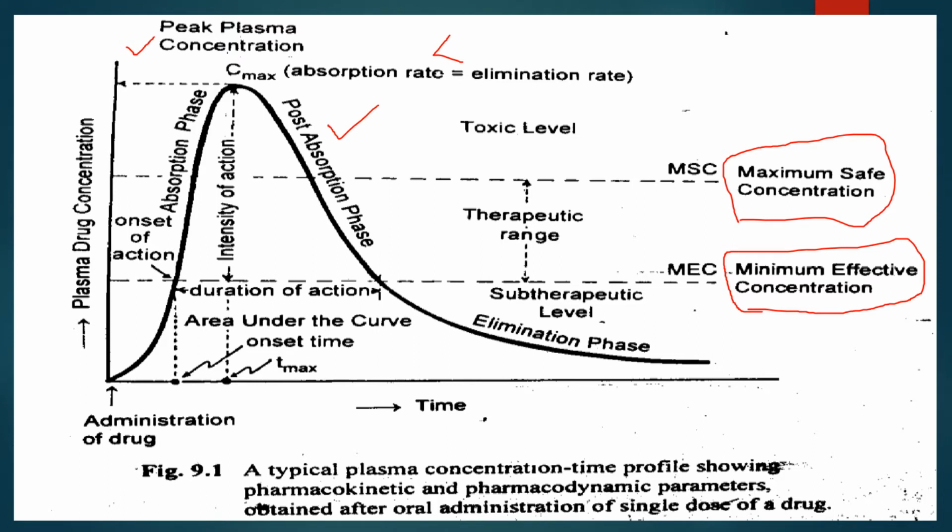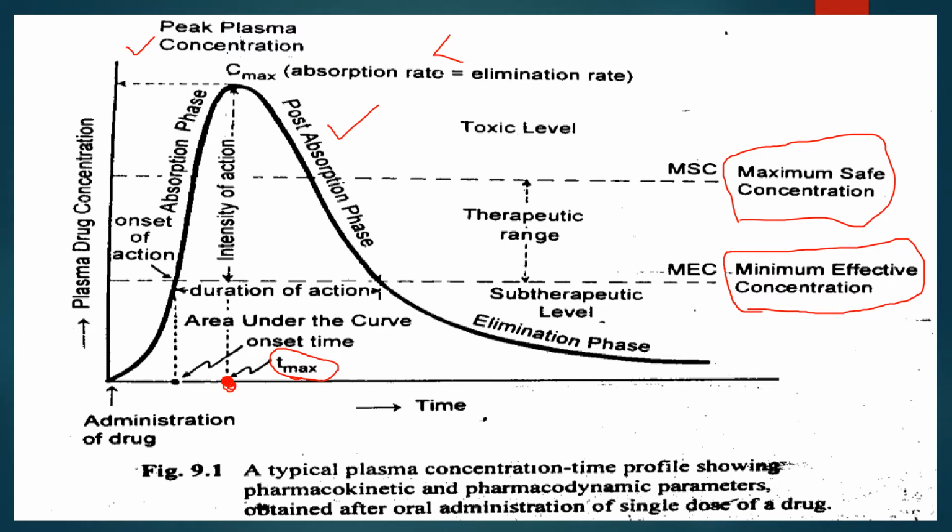Now the second one is the time of peak concentration. It is called Tmax. Look here, this point is denoted by the Tmax. The time for the drug to reach the peak plasma concentration after extravascular administration is called the time of peak concentration. It is expressed in hours and it is useful in estimating the rate of absorption.